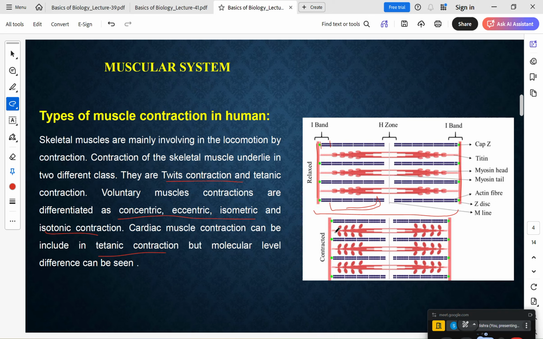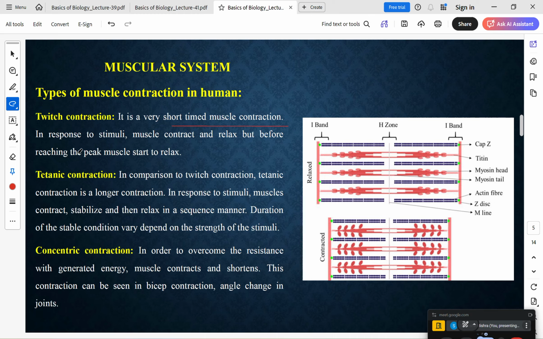Twitch contraction is a very short timed muscle contraction. It is usually in response to a stimulus in which muscles contract and relax, but before reaching the peak of contraction, the muscles start relaxing. Tetanic contraction is longer in nature. When there is a stimulus, the muscles contract, stabilize, and then relax in a sequential manner, and the duration of the stable contraction depends on the strength of the stimulus.